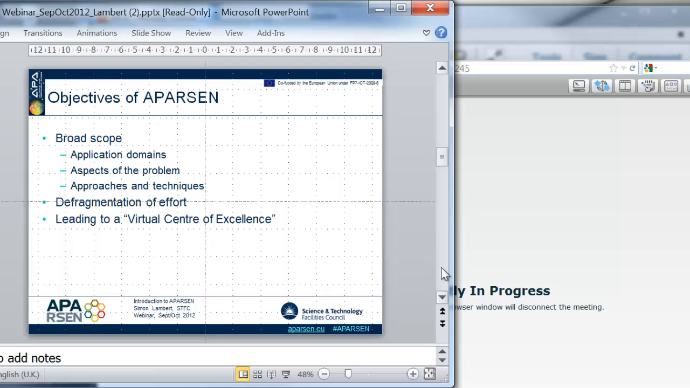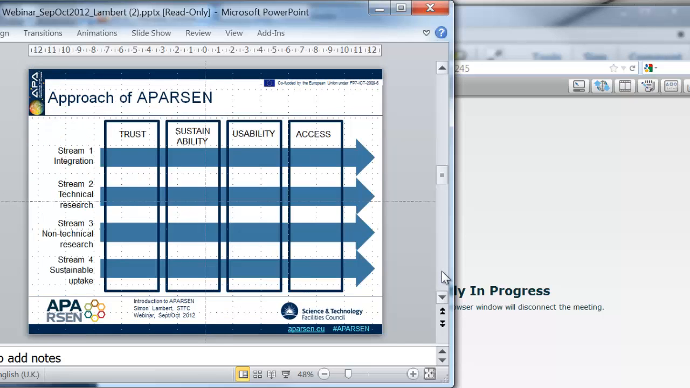The objectives of APARSEN are within a very broad scope. It is about different applications, different aspects of the problem of digital preservation, and it wants to inventorize many approaches and techniques that are around. Basically, APARSEN aims to achieve a defragmentation of effort and should lead into a virtual center of excellence, about which you'll hear all later in this webinar. Next slide.